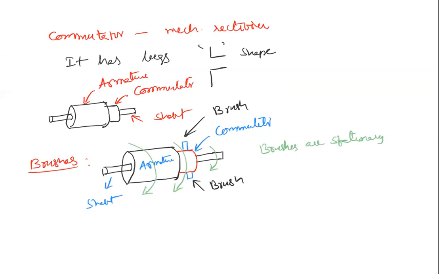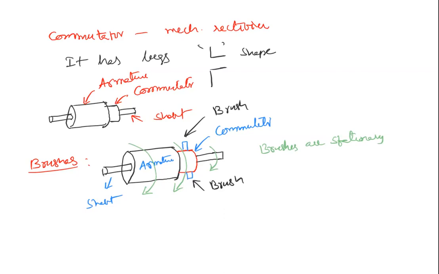Whether you are using the DC machine as a motor or a generator, the brushes will remain stationary. But the commutator is rotating, the shaft is rotating, the armature is rotating. The brushes just slide over the rotating commutator. If my hand is a commutator and this white pencil is a brush, it will just be in contact with the rotating commutator.